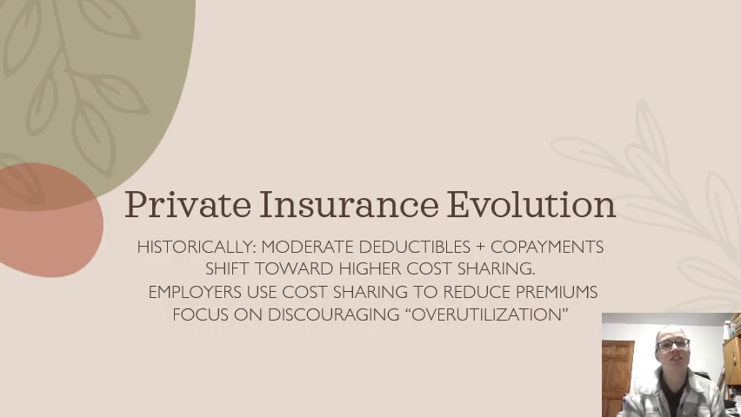A private insurance evolution. Historically, private insurance plans used moderate deductibles with copayments and coinsurance. However, rising healthcare costs led employers to adopt higher deductibles to control premiums. The assumption was that the increased cost sharing would discourage unnecessary utilization and reduce overall spending.